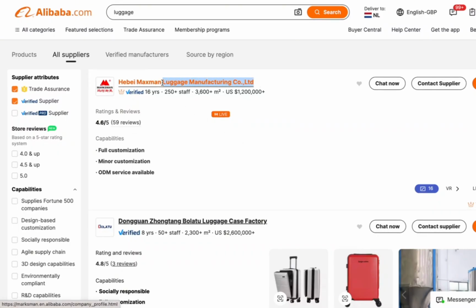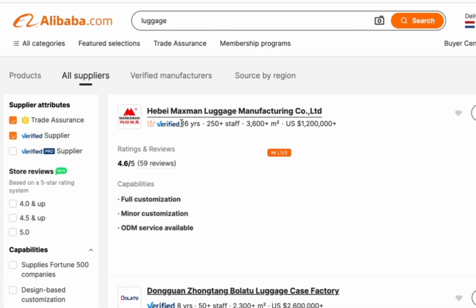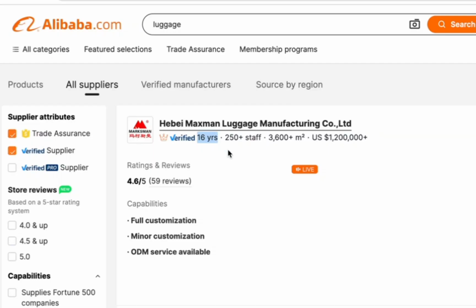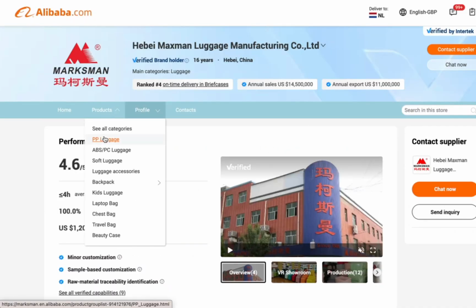Next, we look at the structure of the company name. We see that this manufacturer has been in business for 16 years. They have 3,600 square meters of registered floor space and they have 250 employees. Now let's look at the product range that they offer. I see that they have what we need. Remember, we are looking for PP and ABS suitcases.